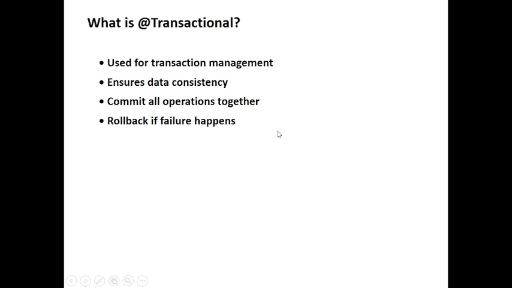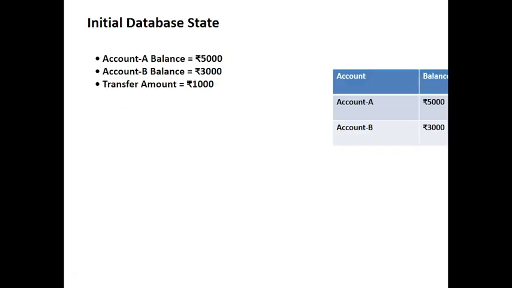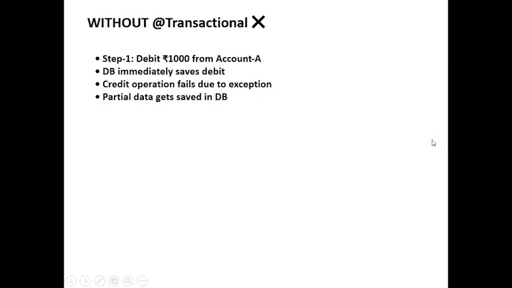Okay. So suppose we'll see with the example of the database state, right? The initial database state before the execution of any method that we are going to discuss: account A balance is 5,000, account B balance is 3,000, transfer amount is 1,000. So in account A 5,000 is there, account B 3,000 is there.